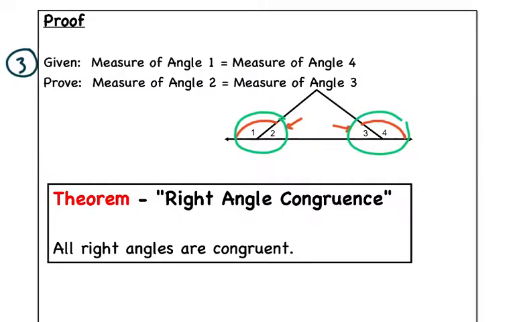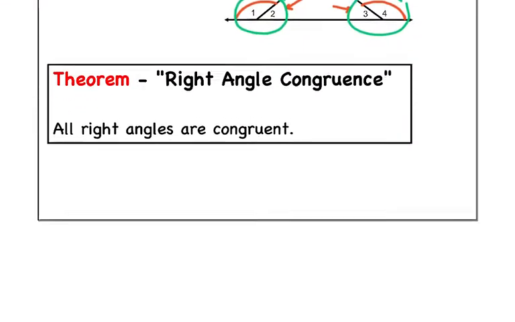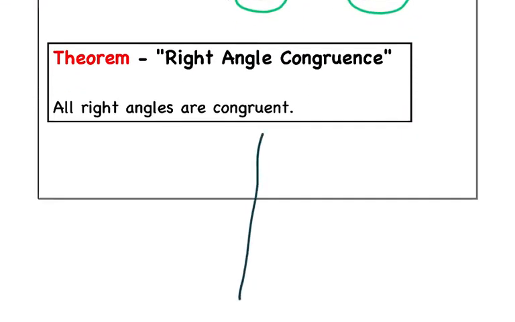Okay, well, let's make our proof. We'll do it all the way down here on the bottom. I'm going to need a little bit of extra room here. 2-column proof. Statements. Reasons.